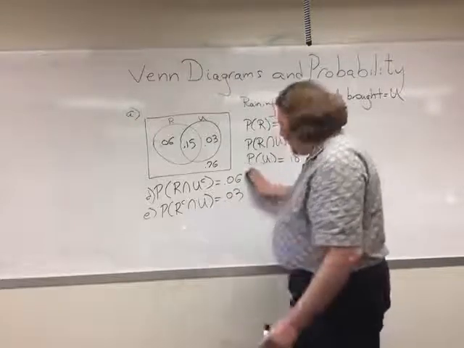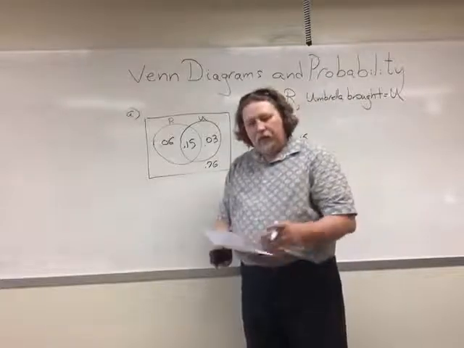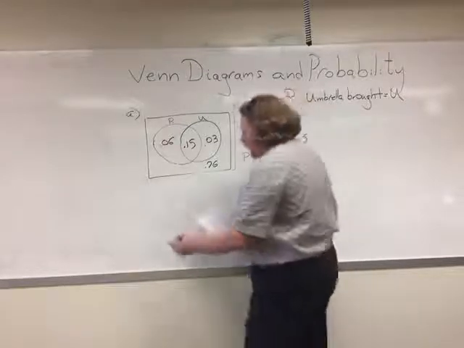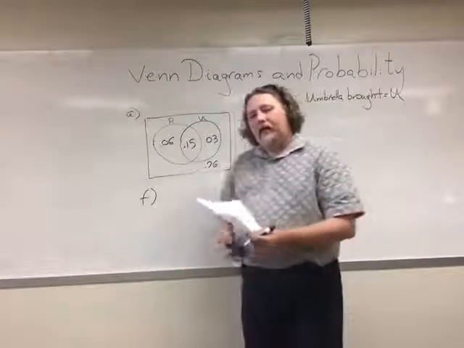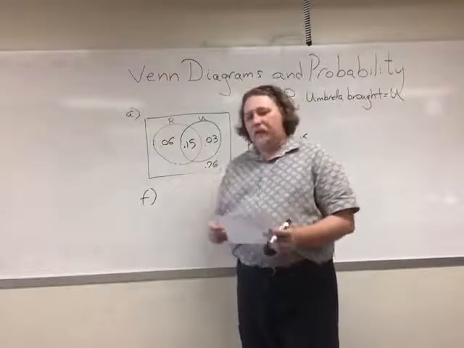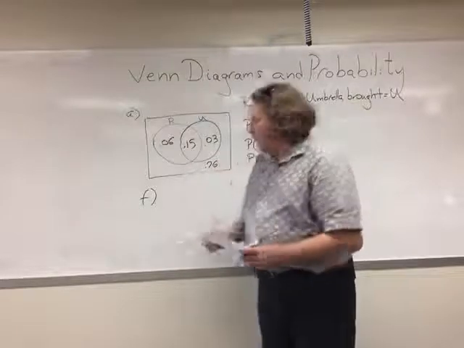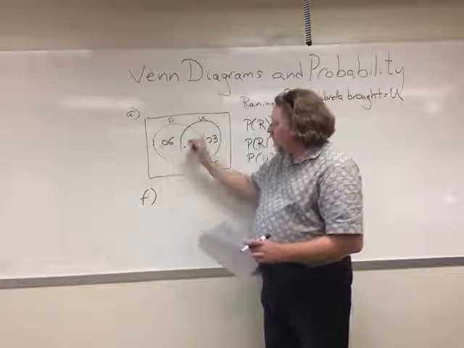Now we come to F and G. If you read F carefully, it says, suppose it's raining, what's the chance that Mr. Nunn brought his umbrella? Now that's called a conditional probability. So now this is not pick any random day. This is only look at the days that it is raining. So the days that it's raining means we're only looking inside this circle.